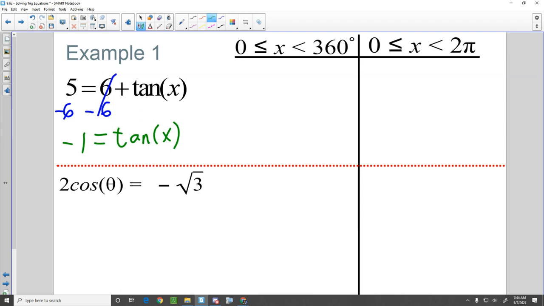Is that trig function by itself now? Tangent? It is. It's all on its own. That's great. That's what I wanted. The trig function is by itself. So now I need to solve this. So that's where our unit circle is going to come in handy. I want to know where tangent is equal to negative 1.